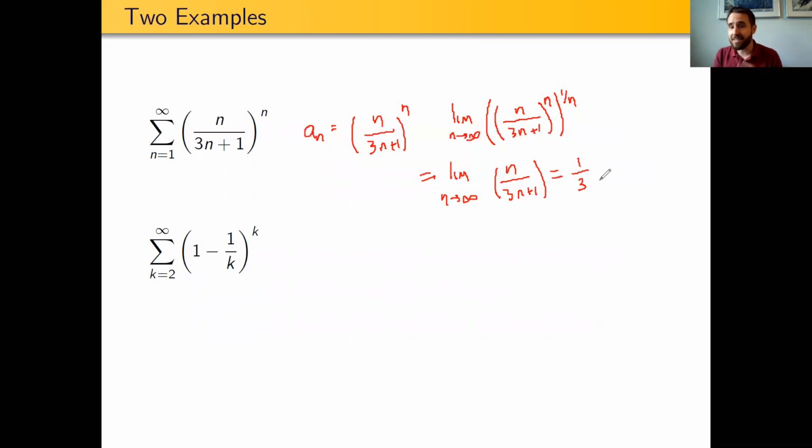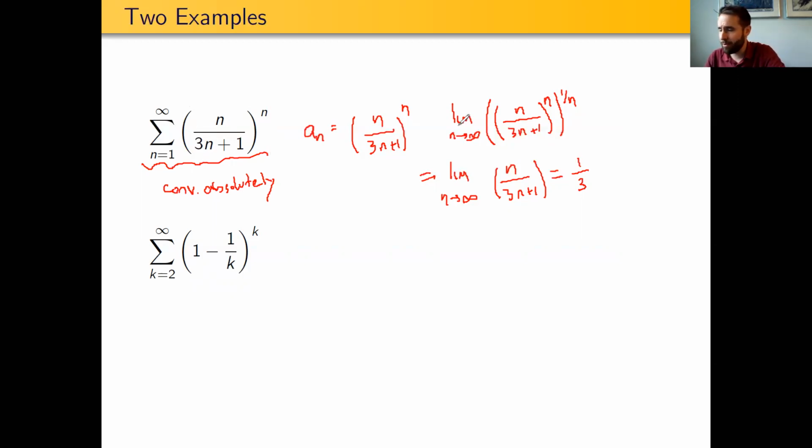Because L is less than 1, we now know that this series, the original series, converges absolutely, meaning not only does it converge, but if it had positive/negative terms, then we could throw absolute value signs on here and we would know that that's still converged. So this is a series that converges absolutely.